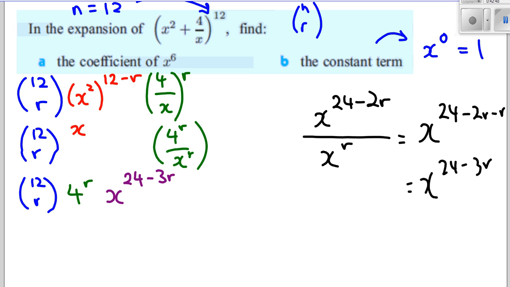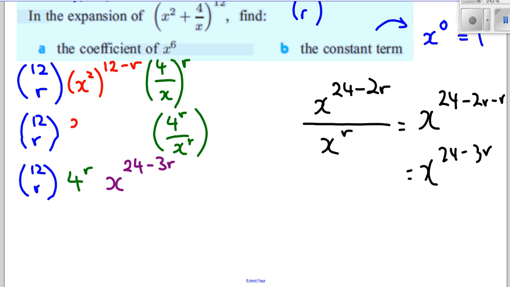24 minus 2r. There you go. Is that better? I should have put it a bit lower down. So it's over 1, that's a bit better. So it's over x to the r, right? Yes, it's all over x to the r. Correct, the whole thing's over x to the r.